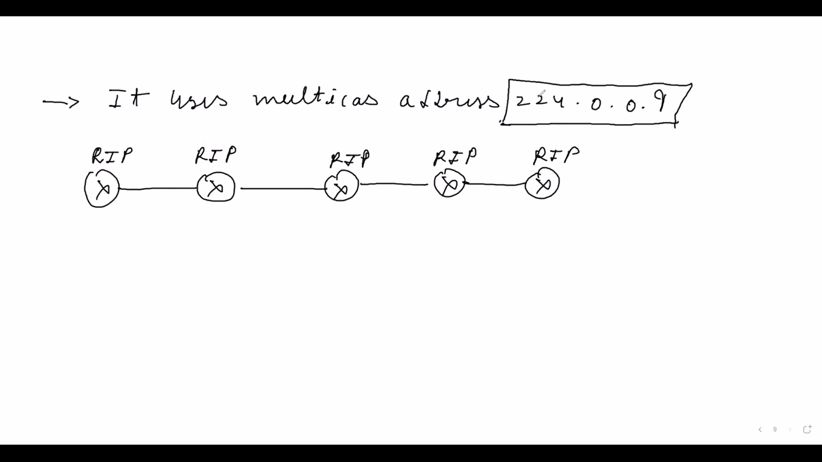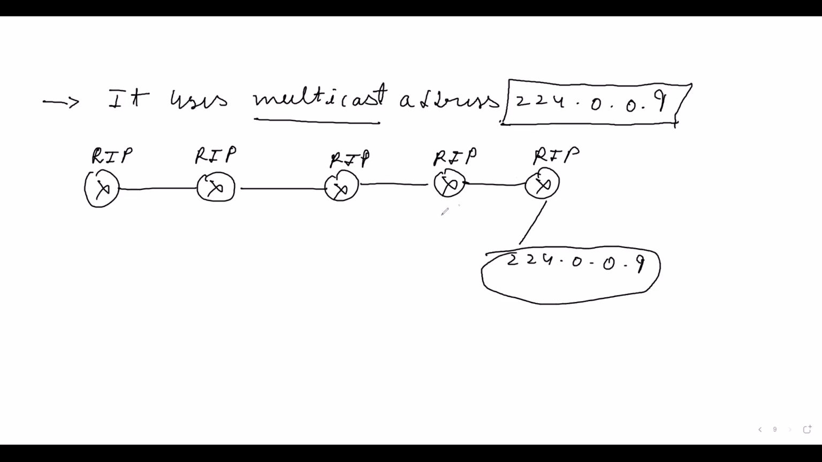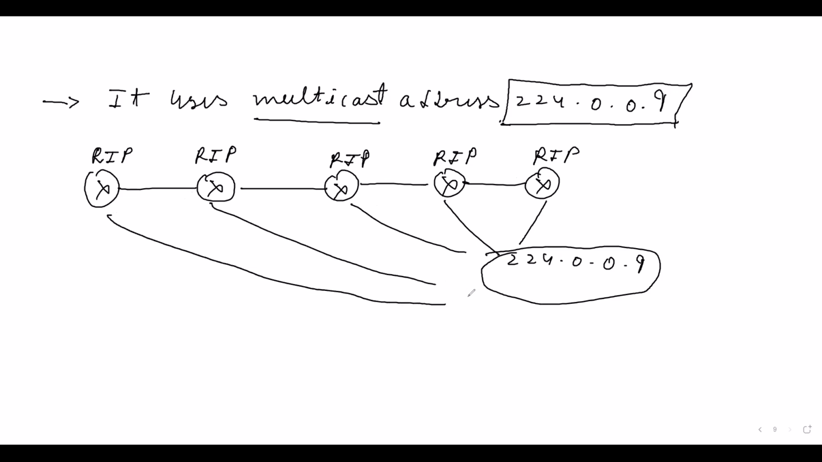You know why I say multicast? Multicast is a group. So what will happen? They will join a group 224.0.0.9. All routers will join this group. Now if they want to talk with each other, they will talk by this multicast group IP address. So that's why it's a multicast address.